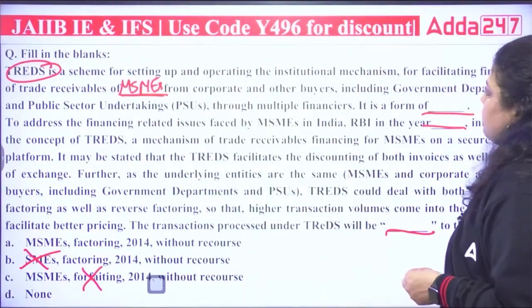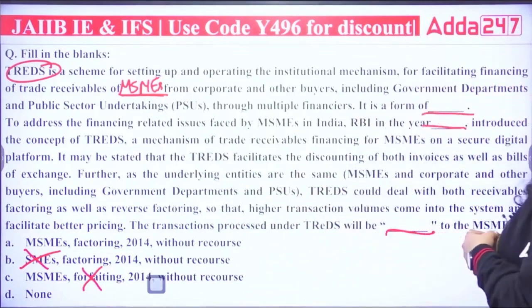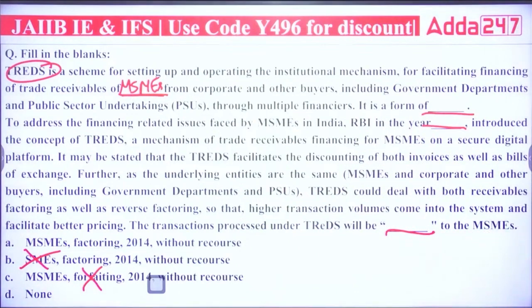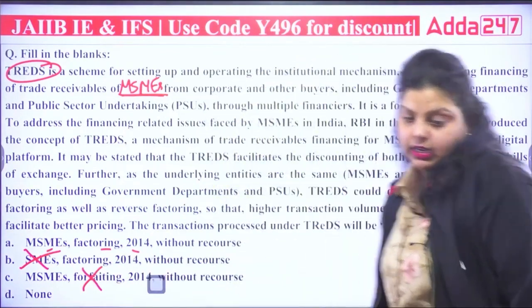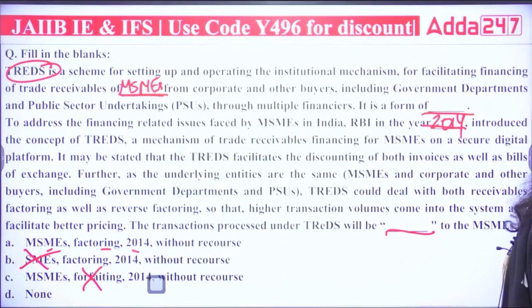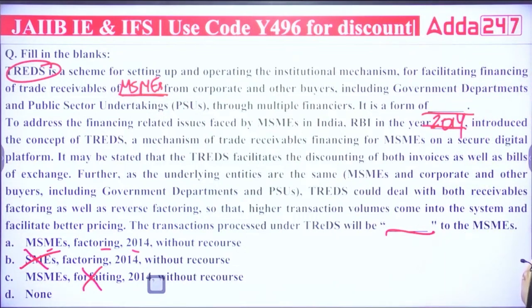Okay, now we are talking about how, to address the financing related issues faced by MSMEs in India, RBI in the year dash introduced the concept of TReDS. TReDS was actually introduced in 2014. It means the first, second and third blanks' option is correct here. Now, a mechanism of trade receivable financing for MSMEs on a secure digital platform. It may be stated that TReDS facilitates the discounting of both invoices as well as bills of exchange.